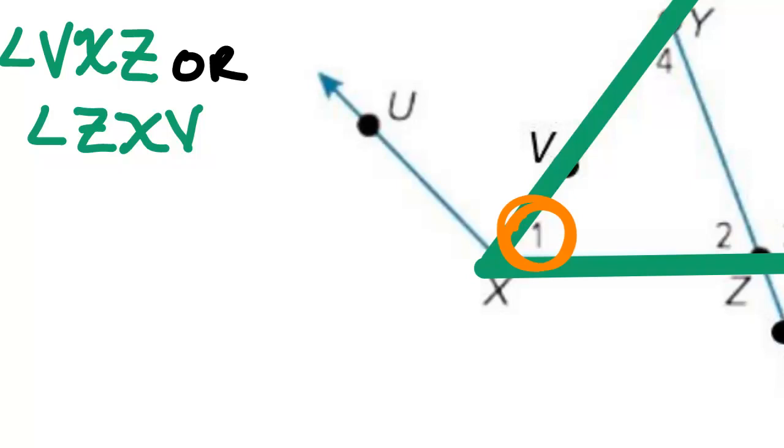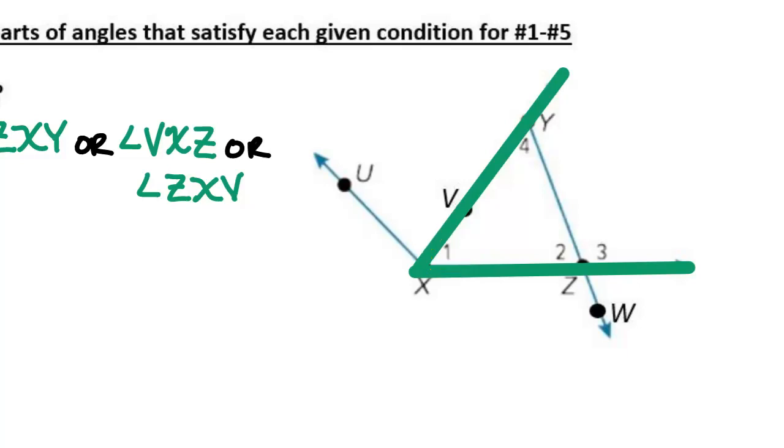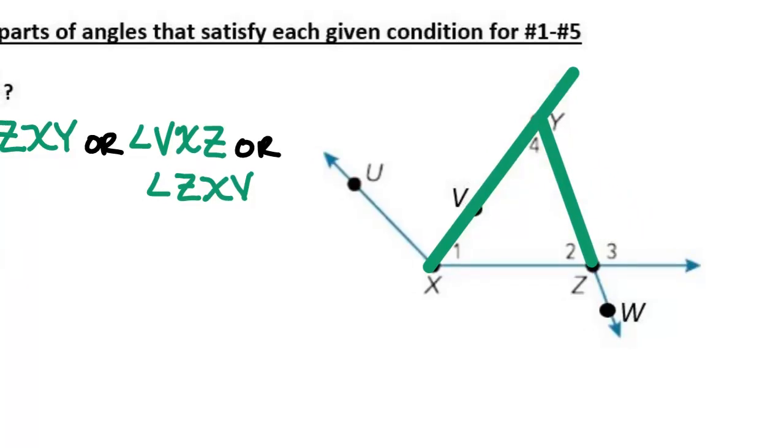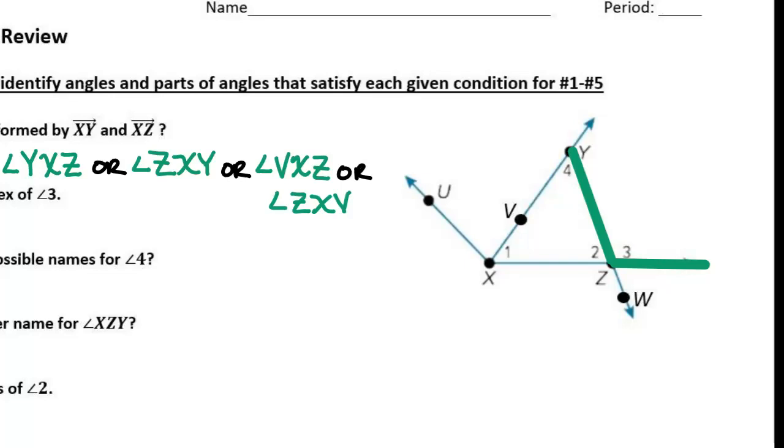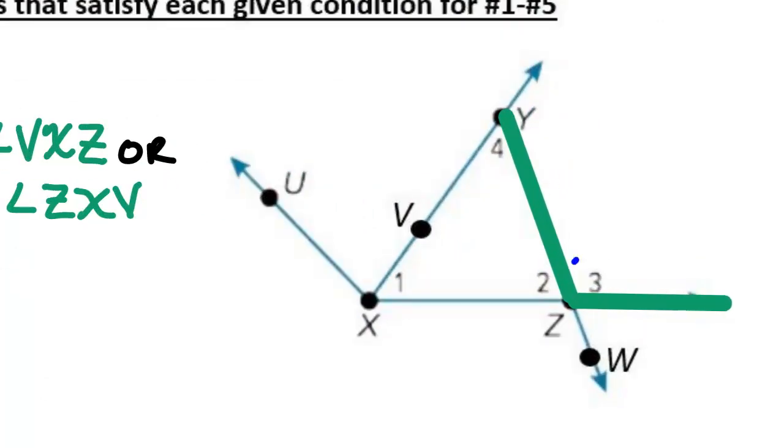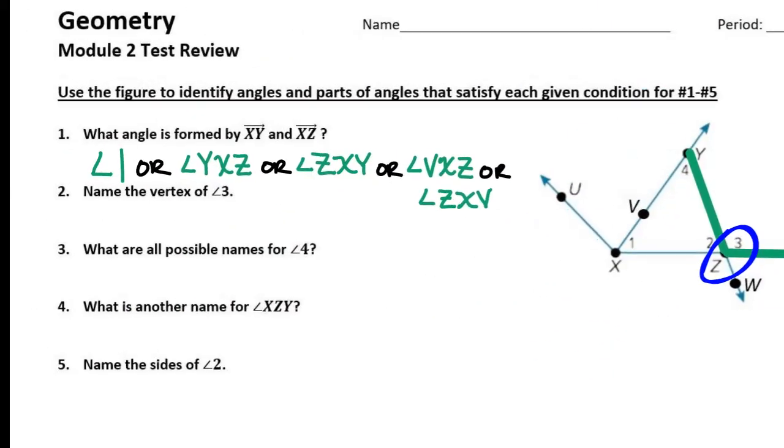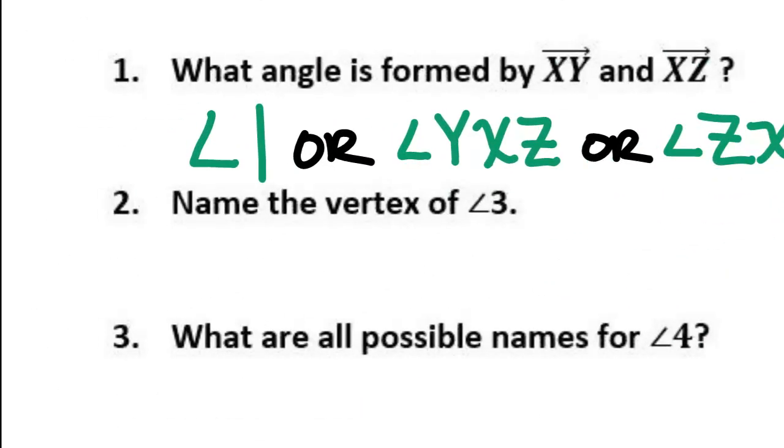All right, name the vertex of angle 3. Let's go look at angle 3 now. All right, there's angle 3. Z is our vertex. So the vertex is just the corner where you make the turn. So here's where we turn in that angle, and the vertex is Z. So you did a good job identifying where that turning place would be when you gave the name.